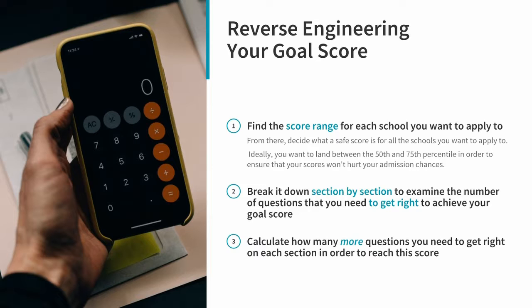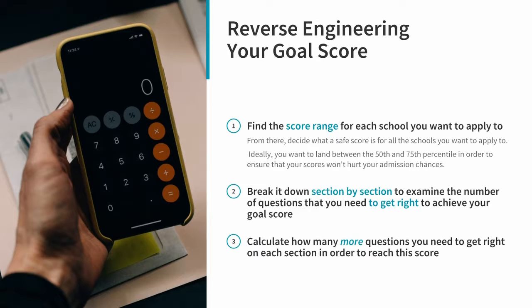I would say you want to be in between the 50th and 75th percentile. We want you better than average so that your score is not going to hurt your admissions chances, and that it's actually going to help your admissions chances because it's better than average for that school. But decide what a safe score is by averaging all of your top 3 schools' score ranges.